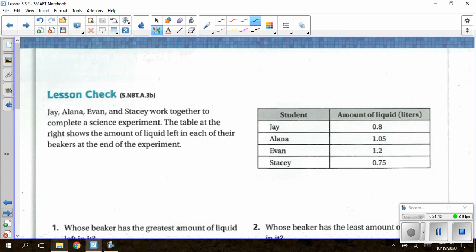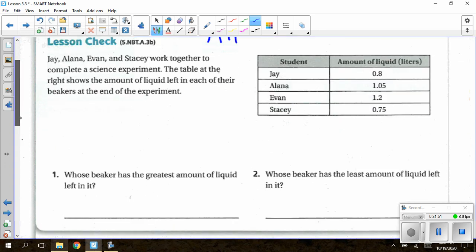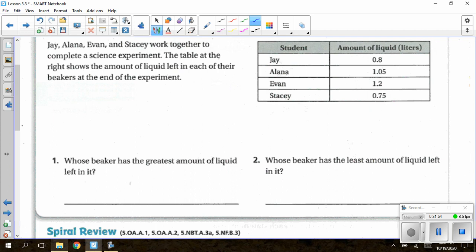Moving on to the back, you are going to be completing all questions on the back. Notice for questions number 1 and 2, you are going to be using the table that's off to the right with Jay, Elena, Evan, and Stacy. For number 1, I want the person who has the greatest amount of liquid left. And for number 2, I want the person with the least amount of liquid left. So you are going to be choosing their name.